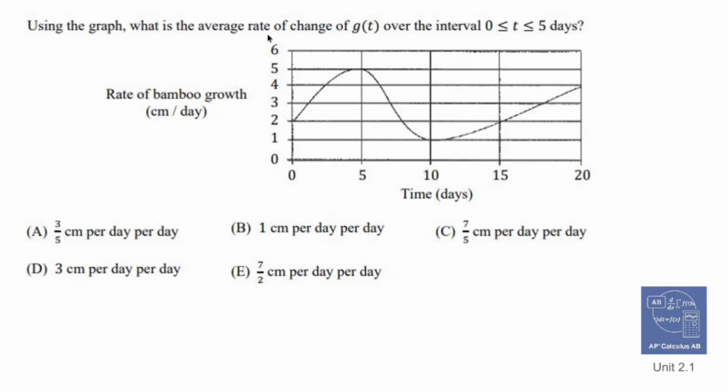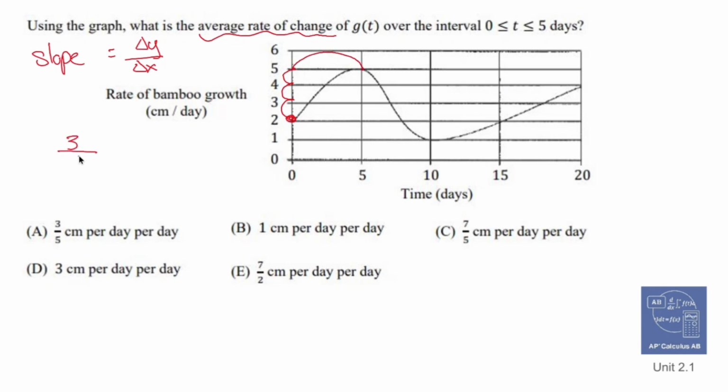Using the graph, what is the average rate of change of g of t over the interval 0 to 5 days? All right, so I'm given the graph. Average rate of change is just fancy talk for slope. So you're talking about the rise over run, the change in y over the change in x. So what I do is I say, all right, well, from 0 to 5 is just that little chunk right there. I'm going to find my rise, which is up 1, 2, 3. The y values or the g of t values go up by 1 every time, and I run 5.